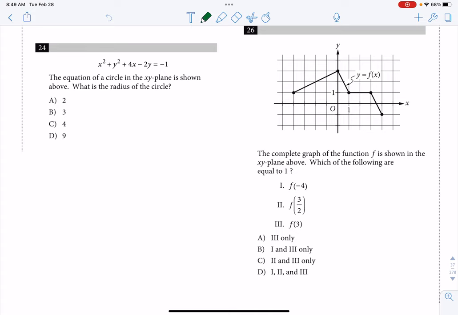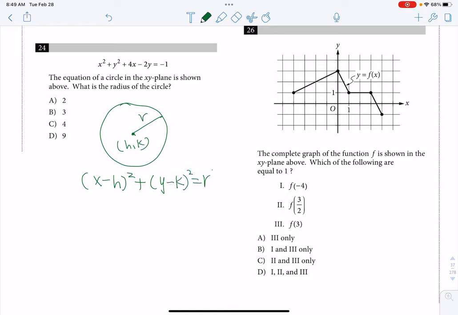So if you have a circle here with a center at (h, k) and a radius of r, then (x minus h) squared plus (y minus k) squared equals r squared. I will say you have to know how to write the equation of a circle. To write these forms, you have to complete the square.